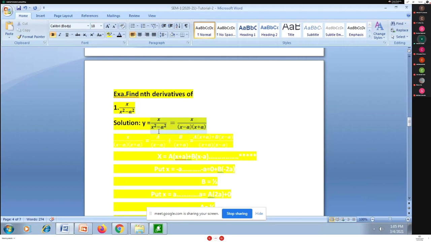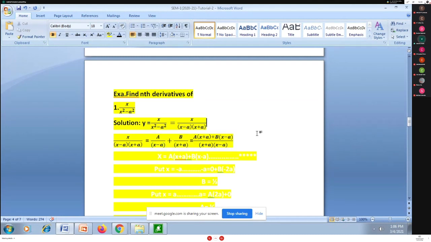I am writing denominator in terms of linear factors. I am having linear factors as x minus a into x plus a. So how do I have to proceed? According to the first case, case number 1, I have the denominator in terms of linear factors. So according to case 1, by using that chart, I am writing the function as A upon x minus a plus B upon x plus a.